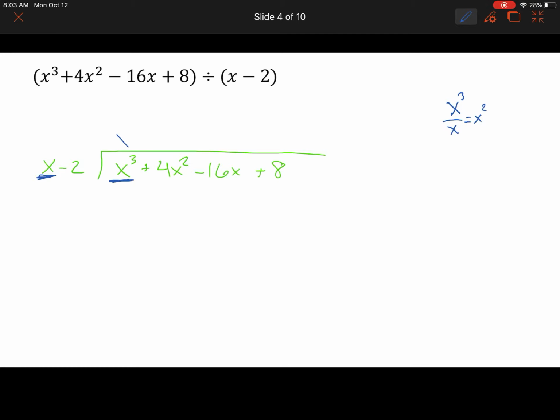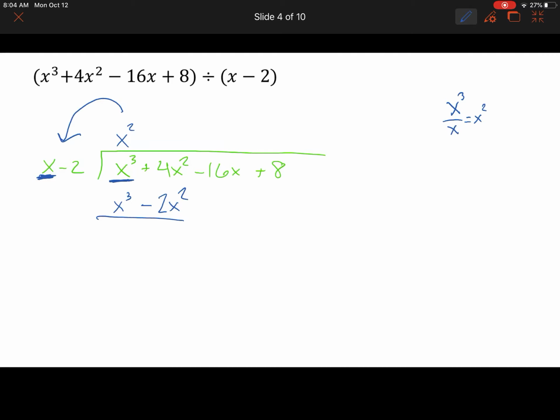You can also think about, okay, what can I put up here that when I multiply it by x, it's going to give me x to the third. So that will give you the same thing either way. So x squared, when I divide the first term inside by the first term on the outside, I get x squared. But then I do exactly the same thing as I did before. I'm going to multiply. But this time you're multiplying the whole thing. So x squared times x gives me x to the third. X squared times negative 2 gives me minus 2x squared. And then from here, do you remember what we're supposed to do?